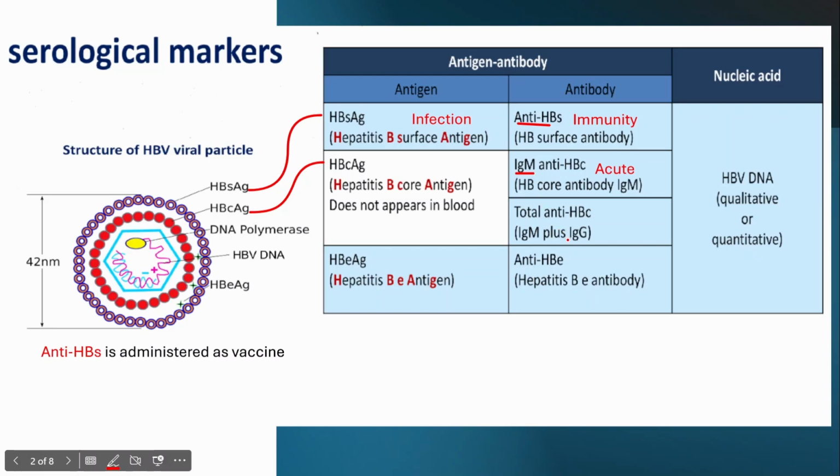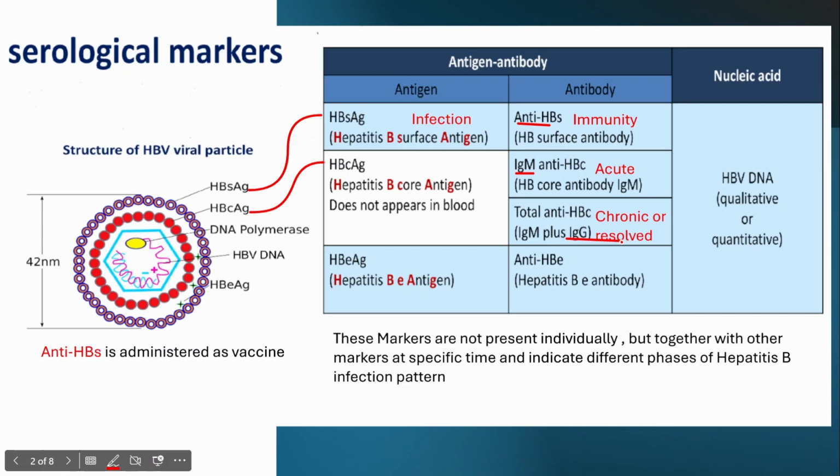Whereas the second antibody is the IgG. When you have IgG antibody, it means that either you have a chronic infection or maybe you have a resolved past infection. So how are you going to know which one it is? Well, it's in conjunction with the other serological markers that are present in the blood. You can specifically define what is happening right now.